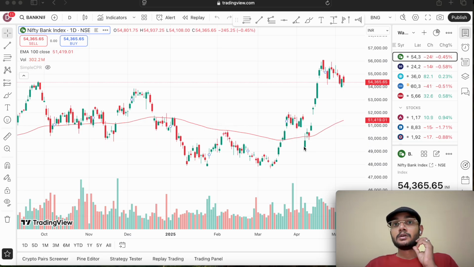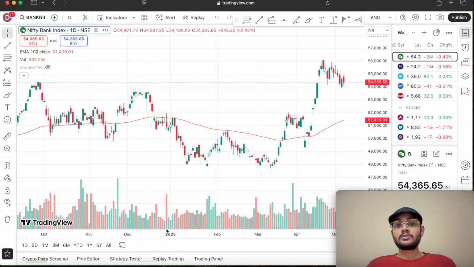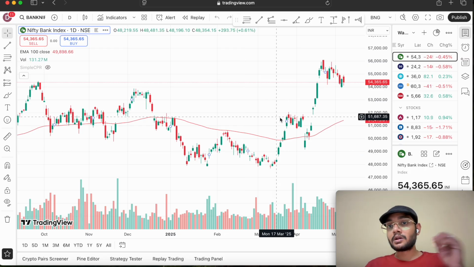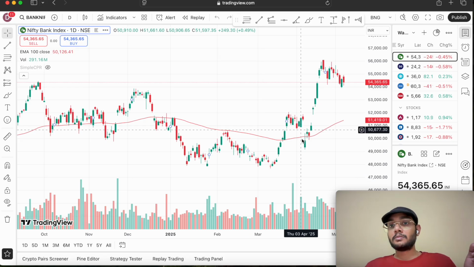So first of all, all you need to do is just open the TradingView website, and currently I'm on the Bank Nifty index page. I'm on the 1 day time frame. I usually like to avoid disturbances. I don't like to look at the 5 minute time frame unless I'm taking a BTST trade, or I want to look at the particular market movement.